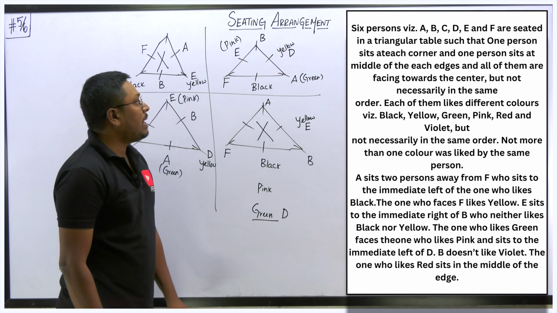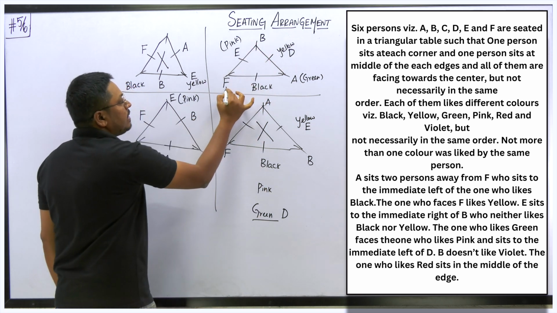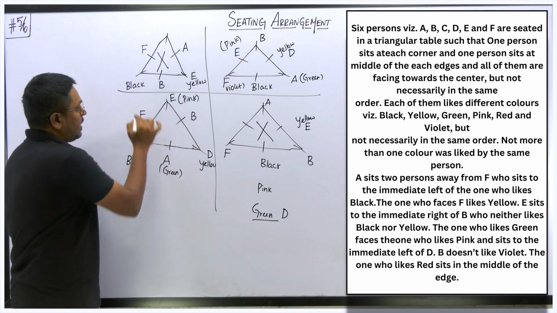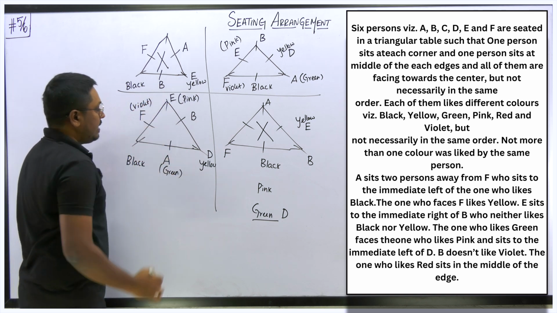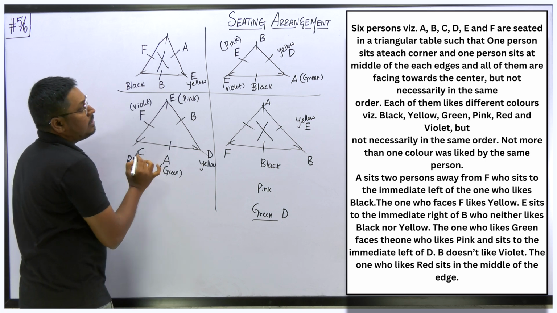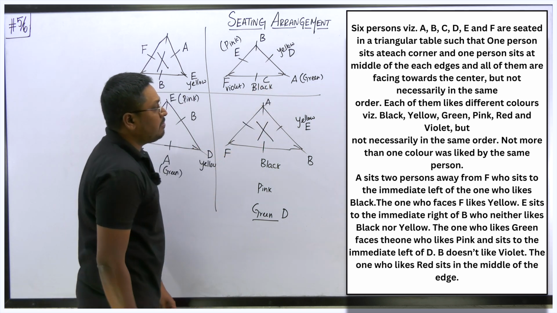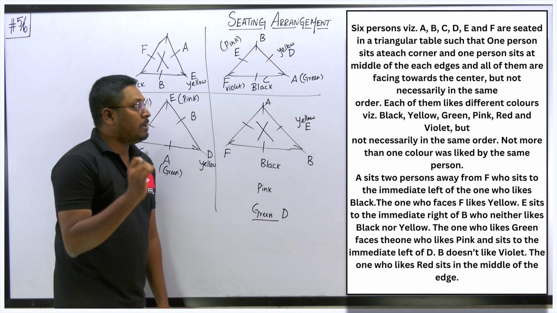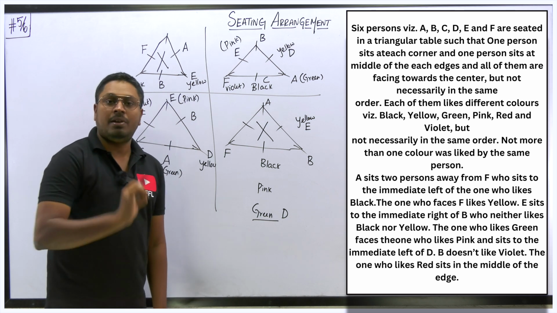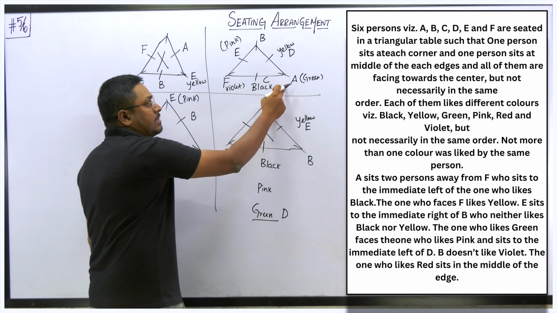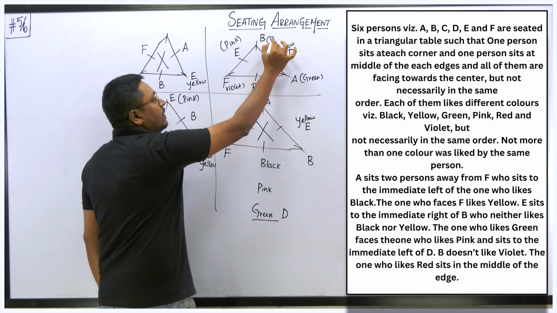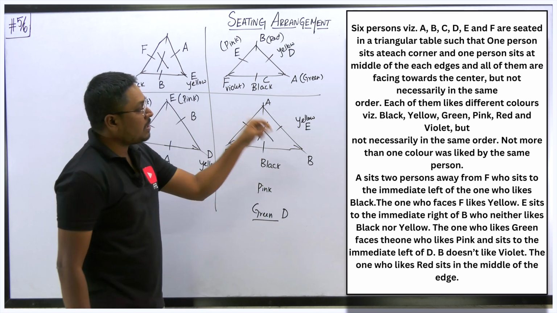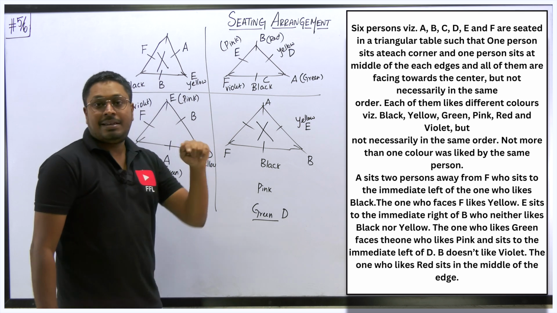So B does not like violet. So if the person B does not like violet, then F will be violet here. So B does not like violet, so F will be violet, right? So remaining only one letter, that must be C here. So the remaining one letter is C. So the last point, the one who likes red sits in the middle of the edges. So when you just see here, the person who likes red sits in the middle of the edges, right? So in this possible case, in this diagram two, the only chance is that I should fix red for B, but the person B is sitting at the corner. But according to the question, what they are saying is the person who likes red should be sitting at the middle of the edges.